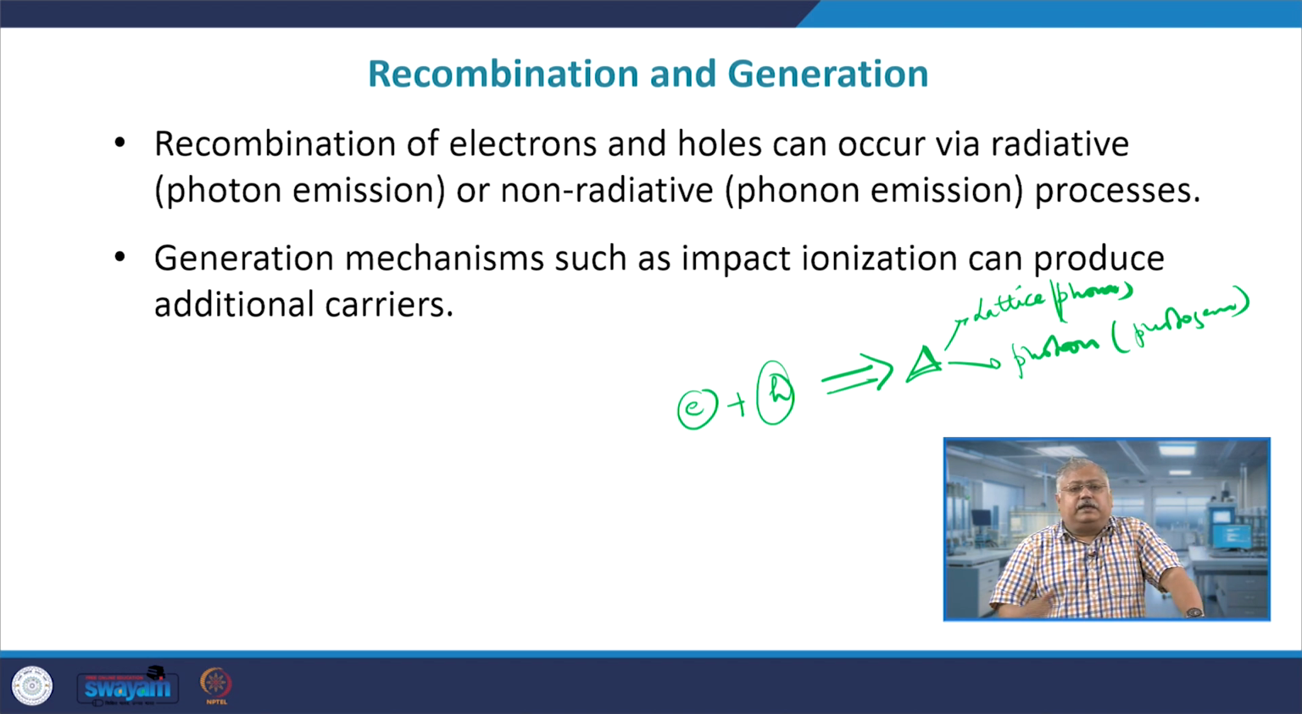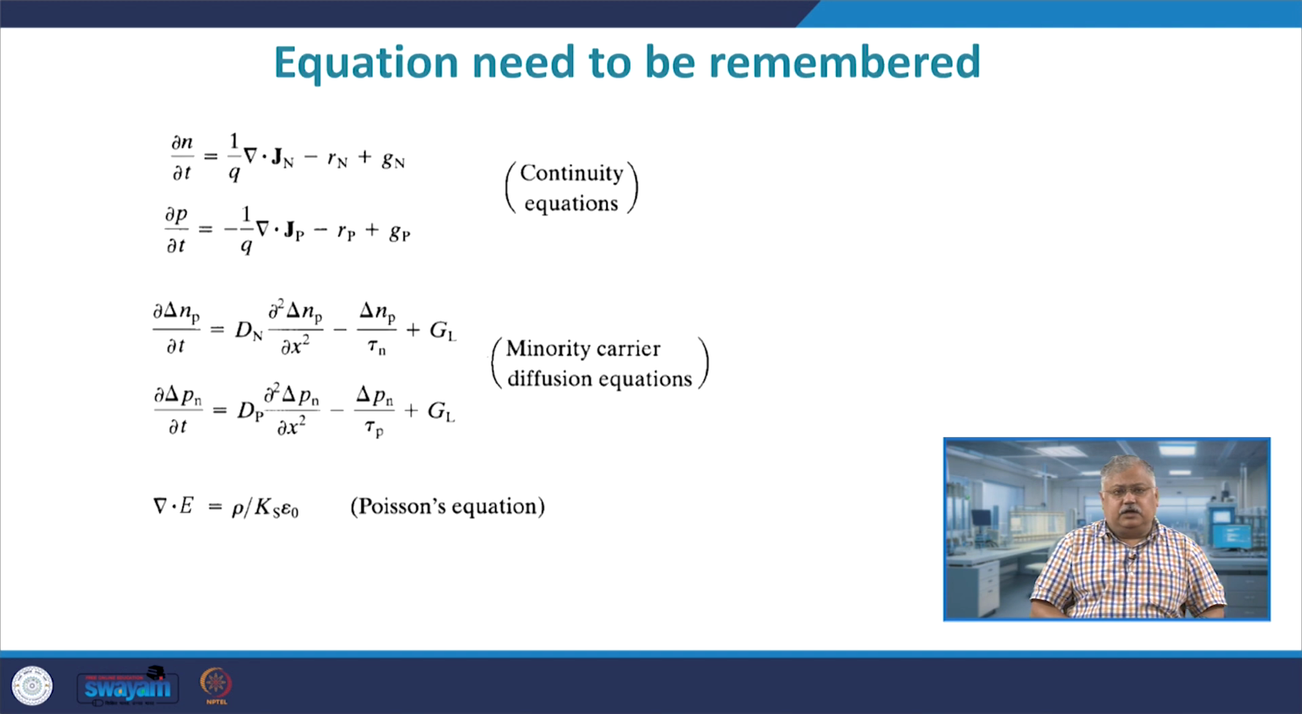Similarly, the generation mechanisms can have an impact ionization. Impact ionization basically means that when the electron strikes a stationary silicon particle, it might radiate electron hole pairs in a larger sense when the energy is large.